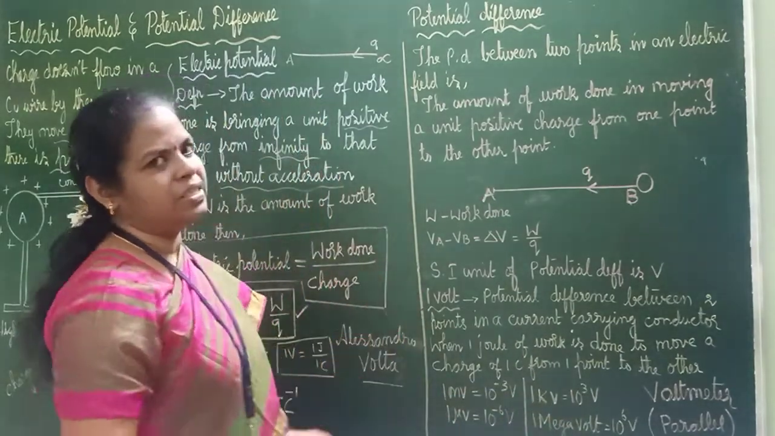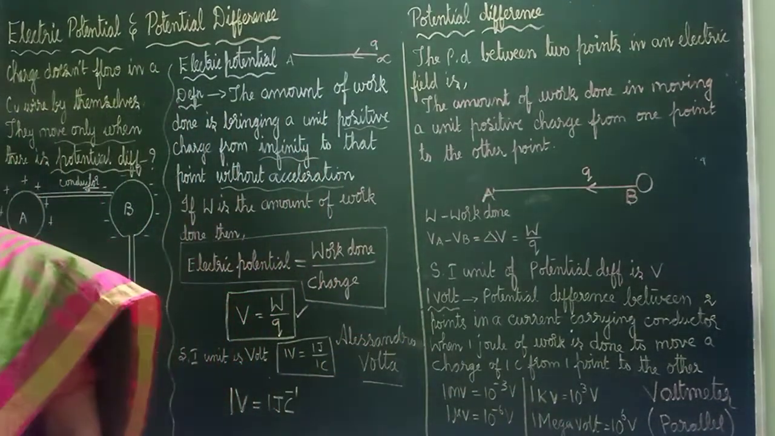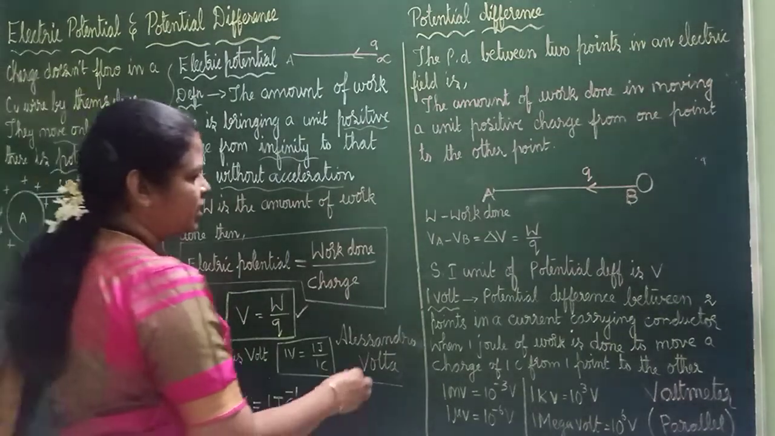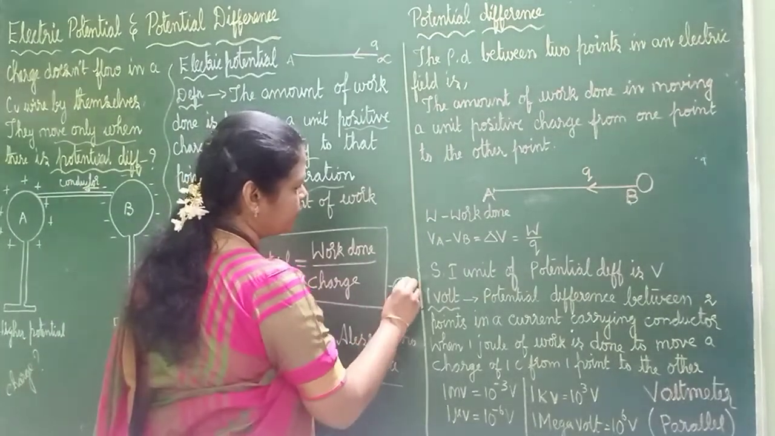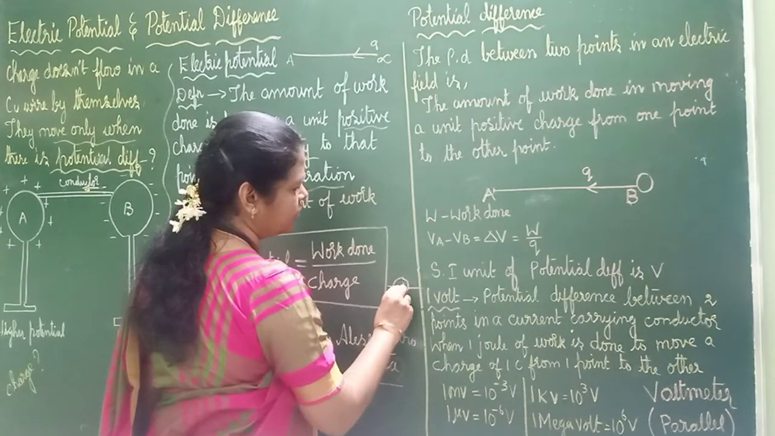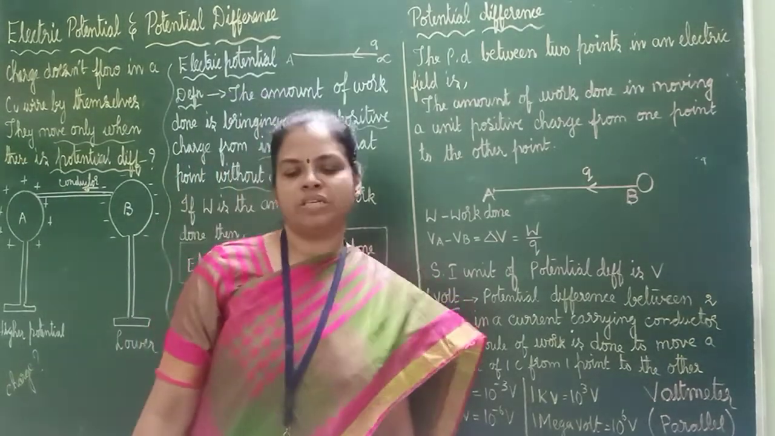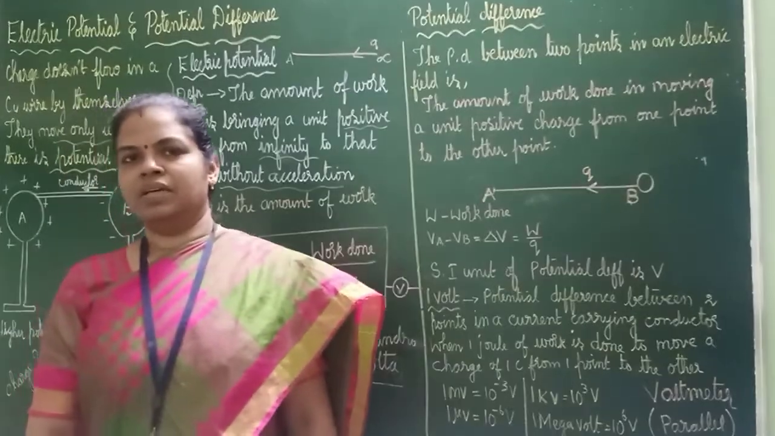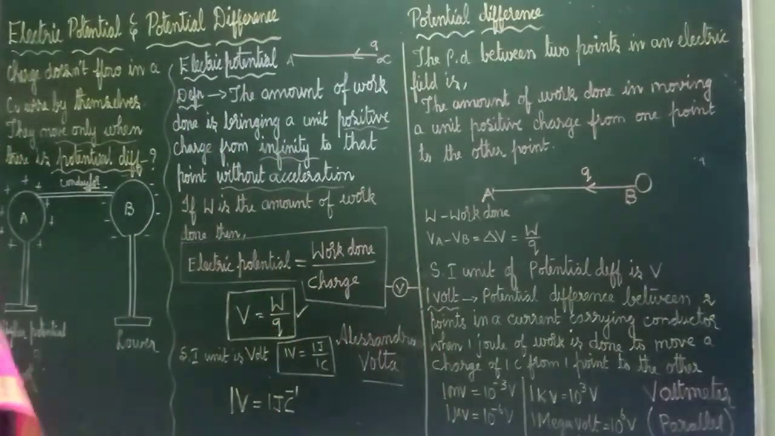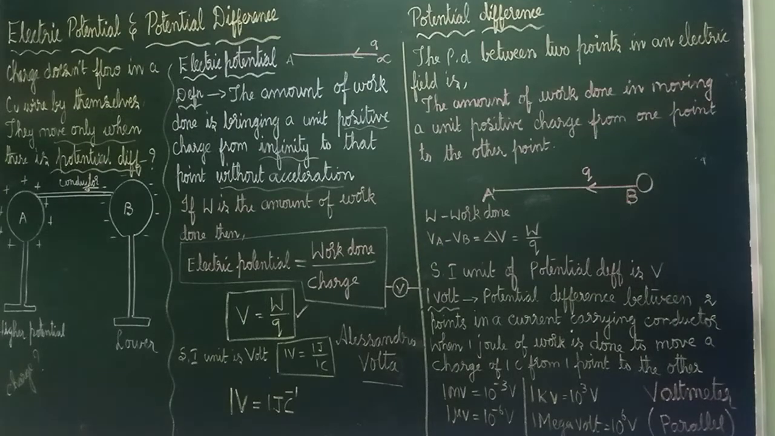How is it measured? It is measured with an instrument called a voltmeter. We will draw it like this. This is the voltmeter. Yesterday I told you that an ammeter is always connected in series. This is always connected in parallel. You keep it in mind. I will explain it later.